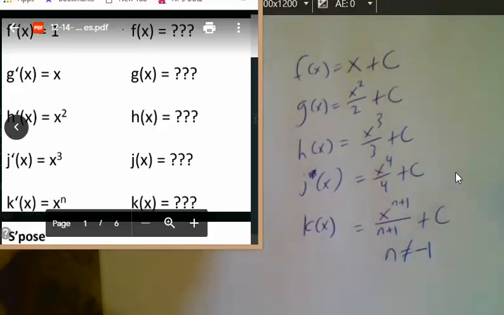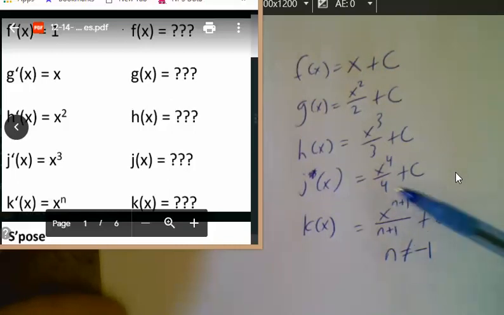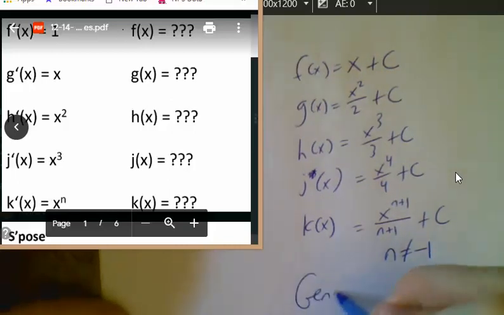Because you can see very clearly that if n was -1, our antiderivative would have a 0 in the denominator, be undefined. There's a whole other section devoted to what happens when n is -1, and we'll get to that in a couple of chapters, actually. So for right now, we're just going to focus on when the power is anything but -1. That's the basic idea. This is, again, called the general antiderivative.